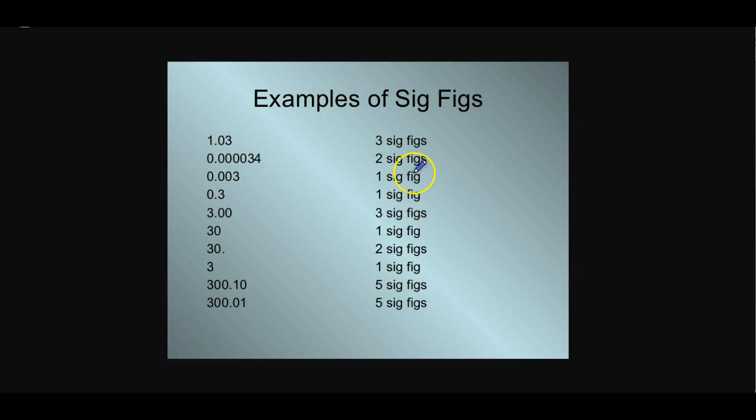So 1.03, okay, so remember the 0 in between we include as a significant figure. So here we have 3 significant figures. In the second one, we don't include any zeros leading up to the non-zero number. So in this case, we only have 2 significant figures, the 3 and the 4. We don't count these as significant.